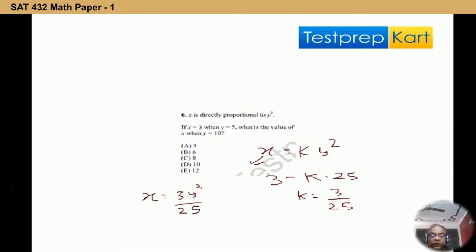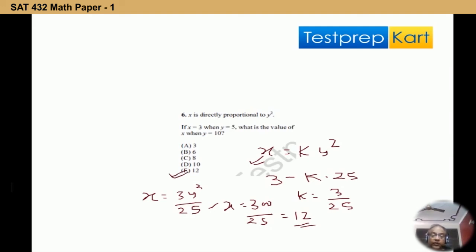What is the value of x when y is equal to 10? So if I substitute y equal to 10, what will be x? 10 square is 100. 100 into 3 is 300. So 300 divided by 25 is equal to 12. So option E is correct.